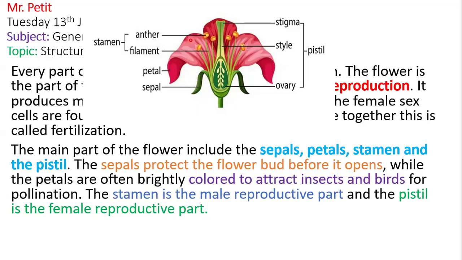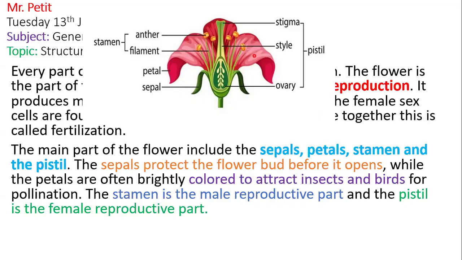Now we have this colorful, nice arrangement here. What do we call that colorful part? The petals, very good. They could be different colors, but their job is to do what? Attract insects and birds. Exactly, to attract insects for pollination, right?